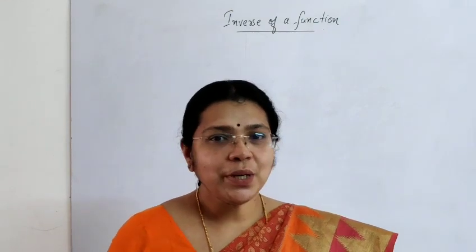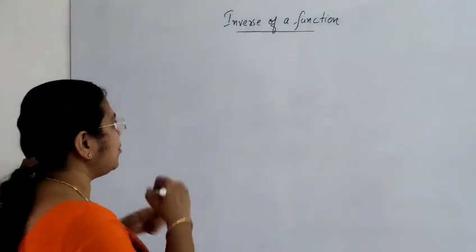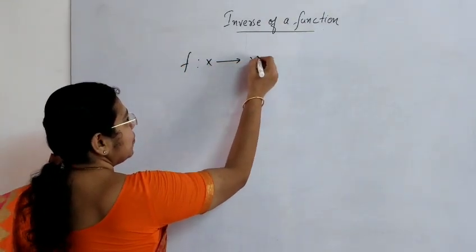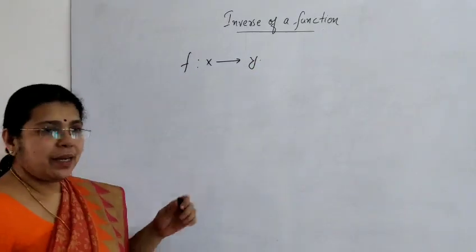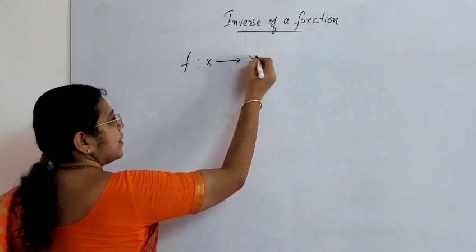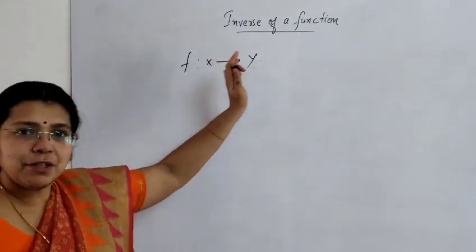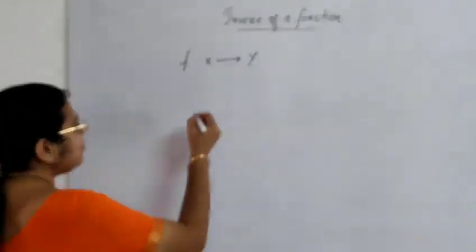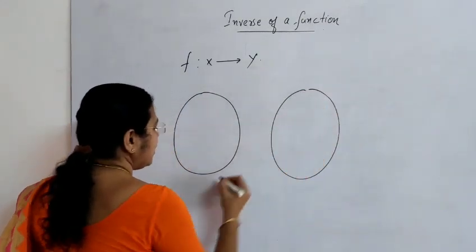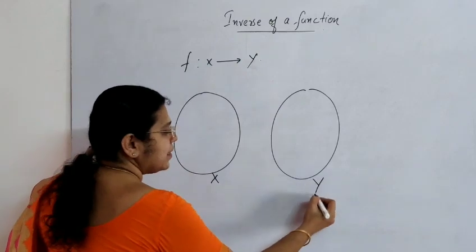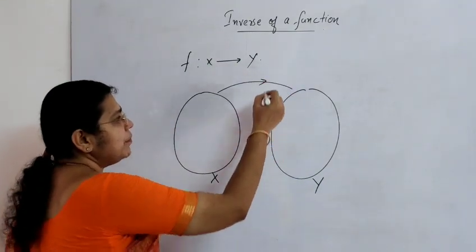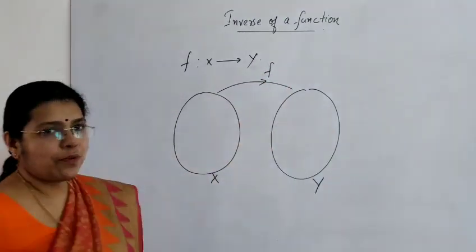Okay? So here I define a function f from x to y. Let f be a function from x to y. Now let me draw an arrow diagram to represent this. So this is the set x and this is the set y, and f is a function from x to y.